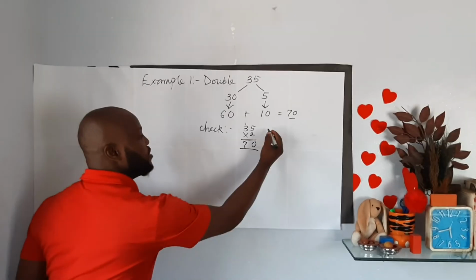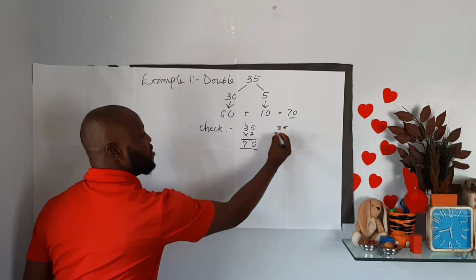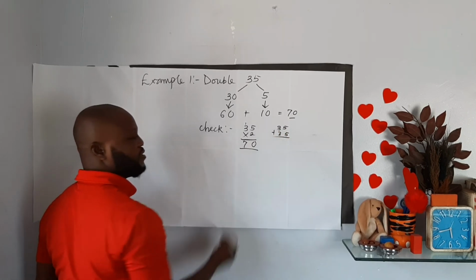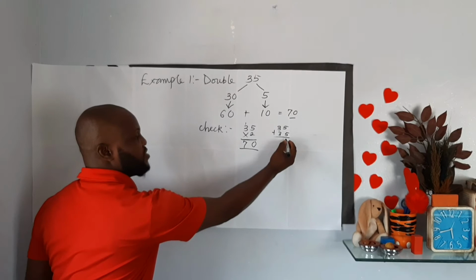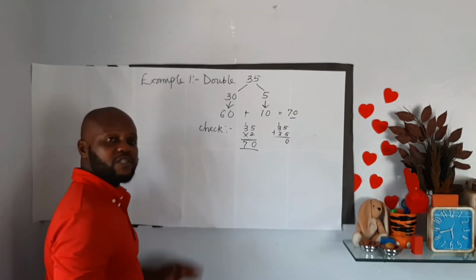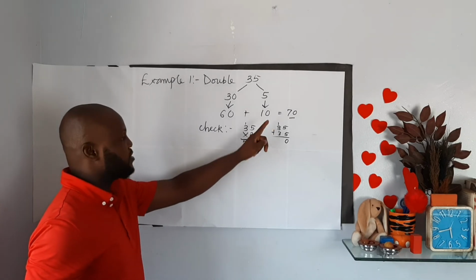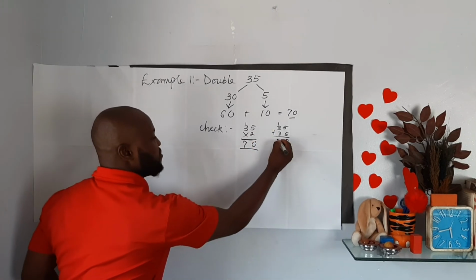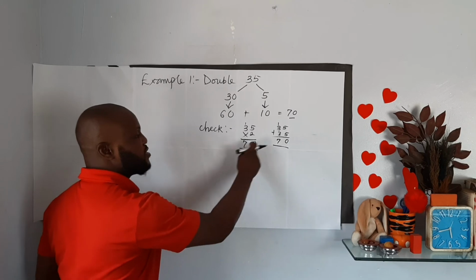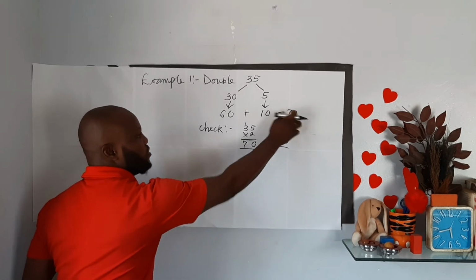I can as well decide to do 35 plus 35. 5 plus 5 is 10, alright, 0. Carry 1 to the tens place. So 1 ten plus 3 tens will give me 4 tens. 4 tens plus 3 tens will give me 7 tens. You can see this and this are the same with this.